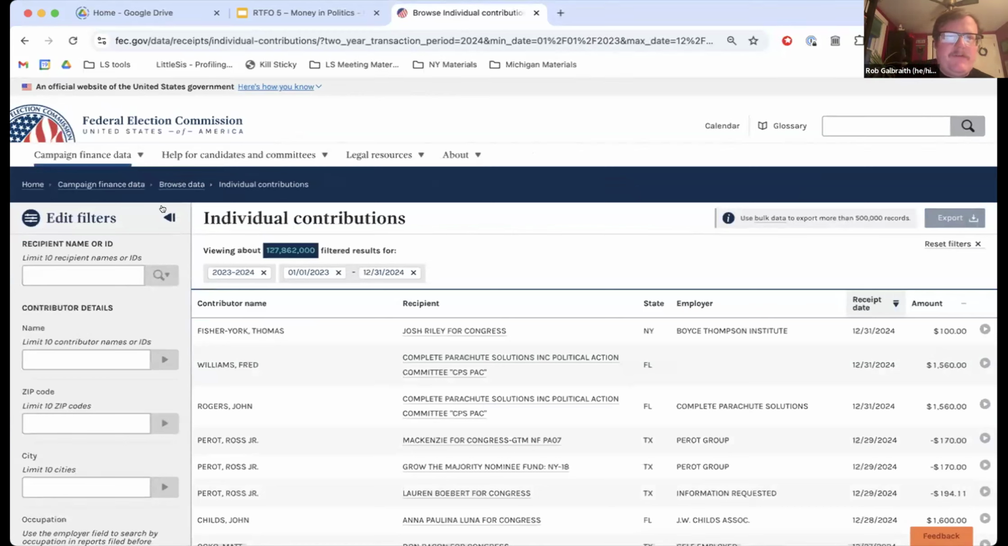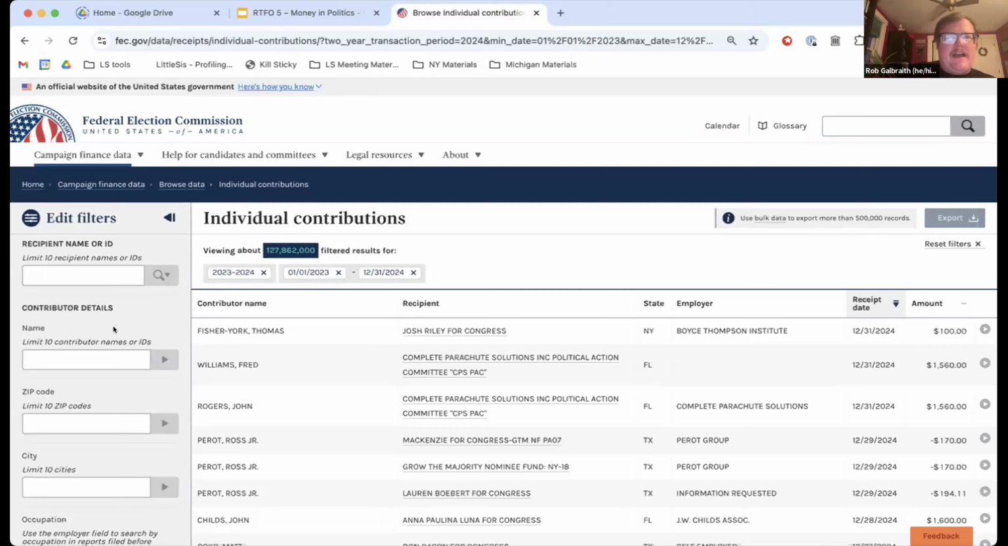You can see here, before I start searching for anybody, that this is showing almost 128 million individual donation results right now. And this is showing everything in the 2023 to 2024 filing period, specifically between January 1st, 2023 and the end of this year. So that's to say this is an enormous data set.